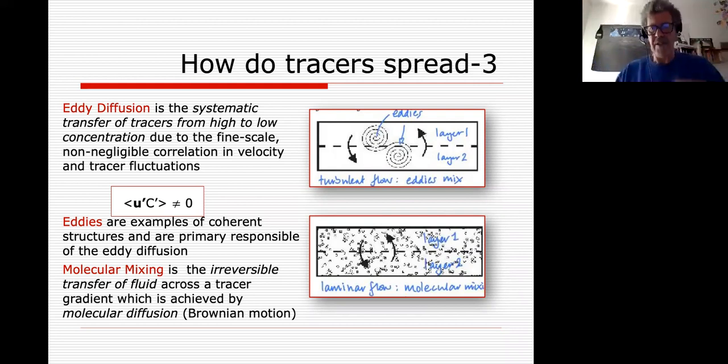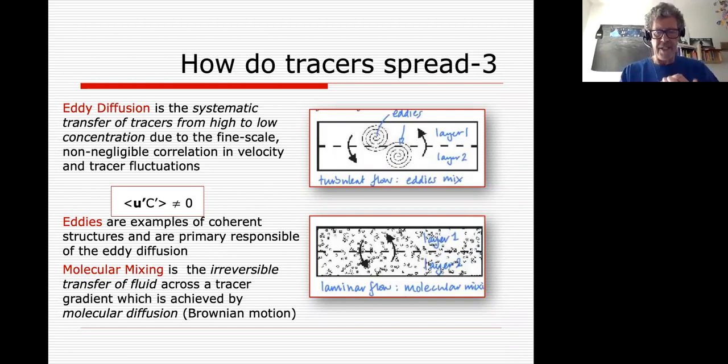Eddy diffusion is the parameterization to large scale of this eddy-driven turbulent flow that is responsible for the mixing. And the eddies are an example of coherent structure. They are the primary responsible for the eddy diffusion. If you don't have eddies, this correlation term tends to be negligible. So that's why eddy diffusion is called eddy diffusion. But at the end, if you are steering, you have eddy diffusion.